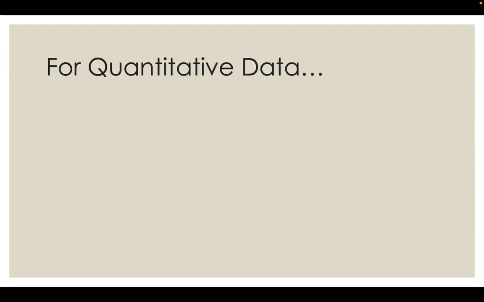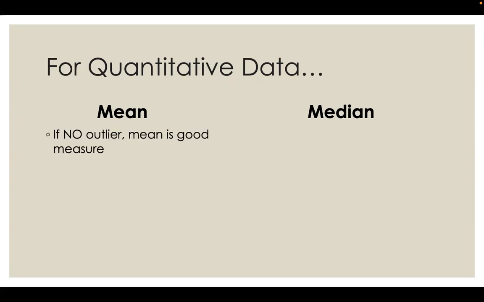If you have quantitative data, right? So numbers that mean something. You could have the mean or you could have the median. Generally, the mode is not used for quantitative data because it doesn't really give you a good sense of things, just what appears the most often. So the mean is good if there is no outlier.